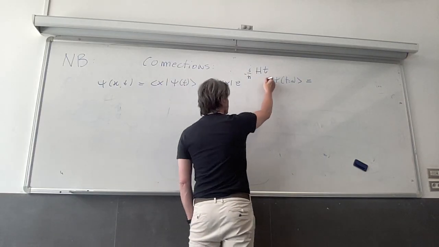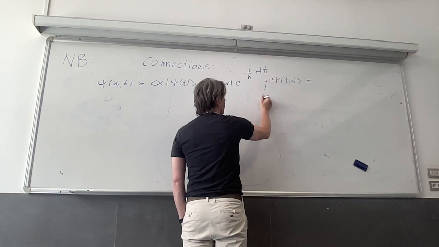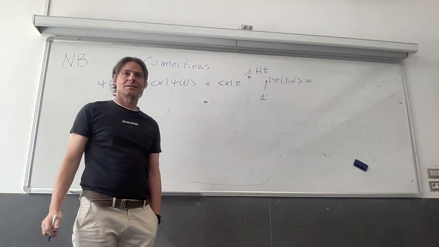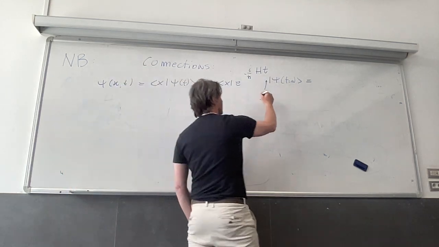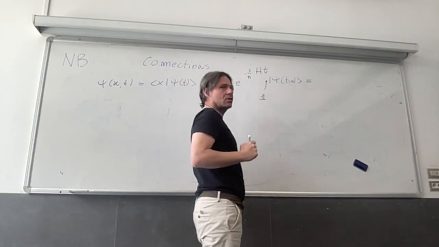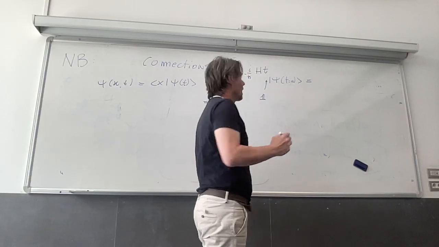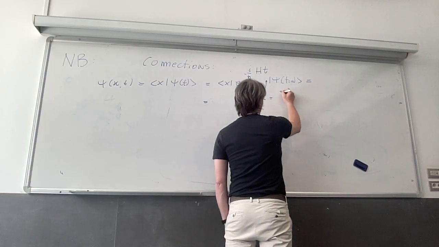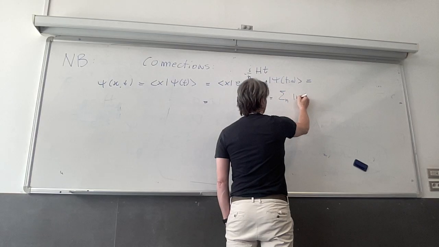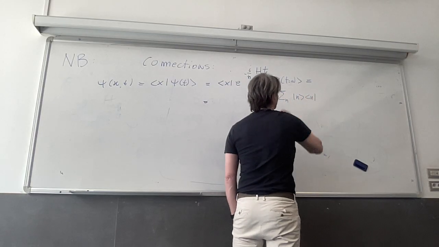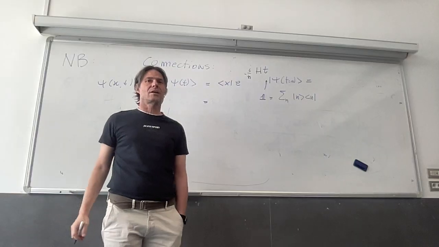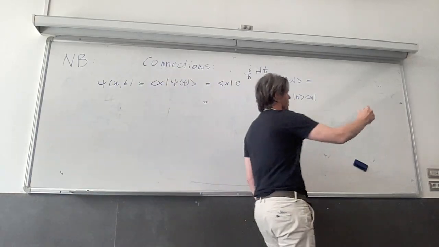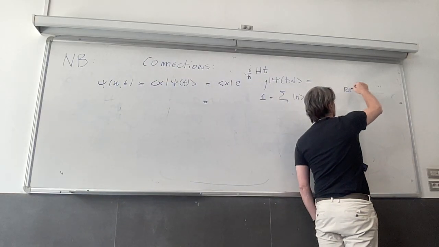Well, then what I do here, I add 1. And I call this 1 an identity operator. And I write the identity as the sum over n, the states of the Hamiltonian, the projection over all the states of the Hamiltonian. This is called the resolution of the identity. Remember this?